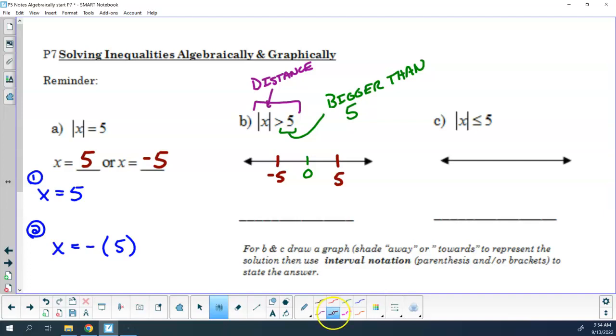Which means then, because we've got just a greater than, open dots like that. And then the interval notation would be a union, because we'd have to have both sections.